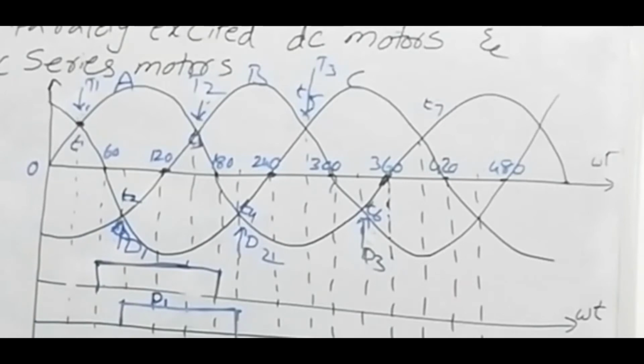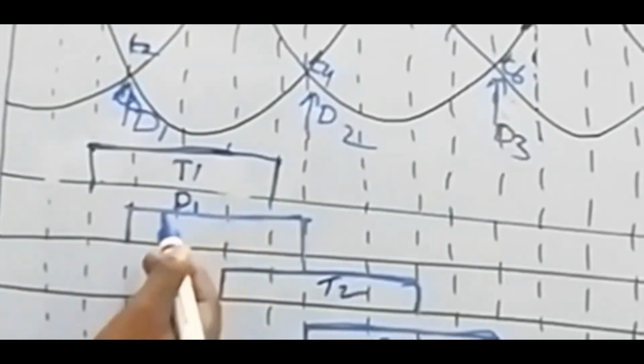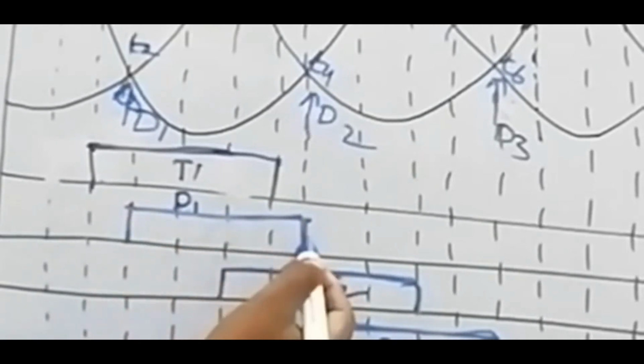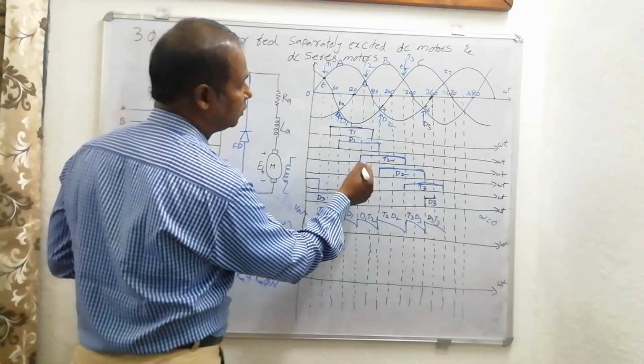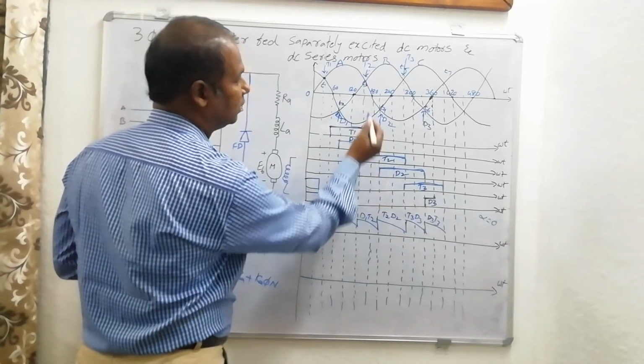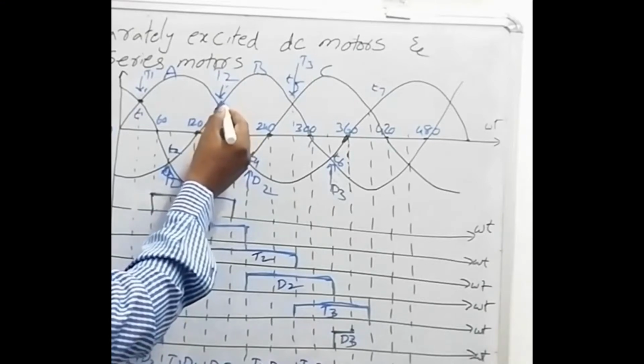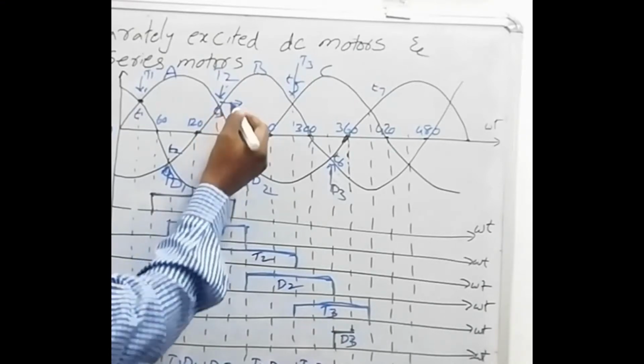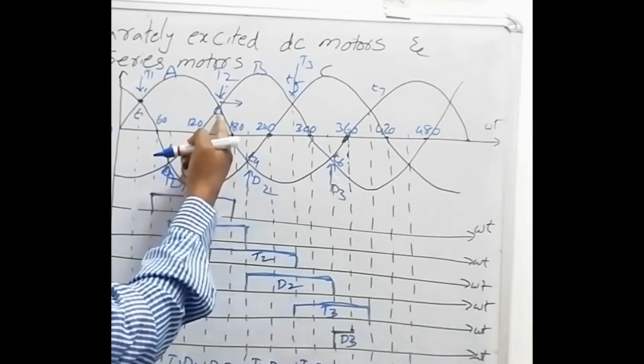This is the T1 conduction period. Similarly, D1 conducts between this period. So for diodes there is no firing angle. Similarly, T2. Its alpha value is 30 degrees. That means generally T2 starts from here. So when you are giving a 30 degree angle, you have to measure 30 degrees from this point.